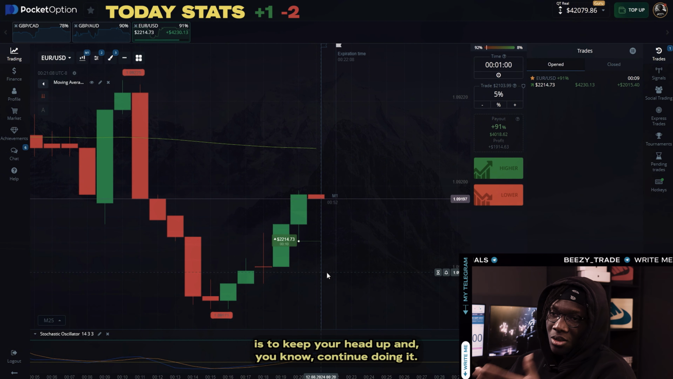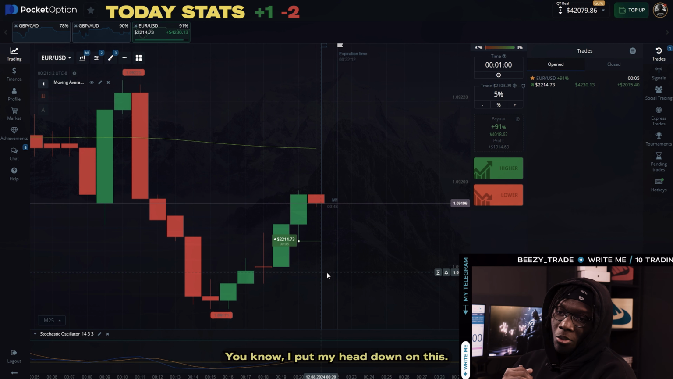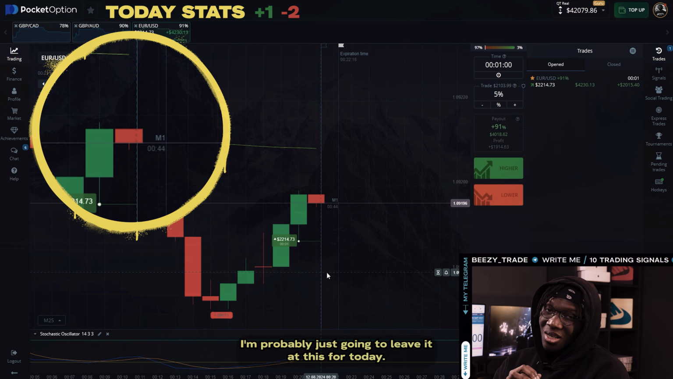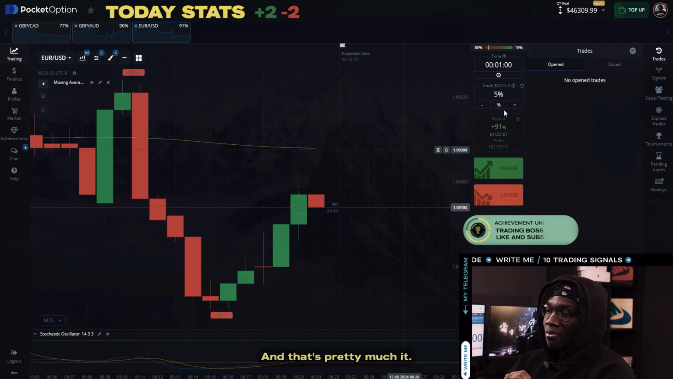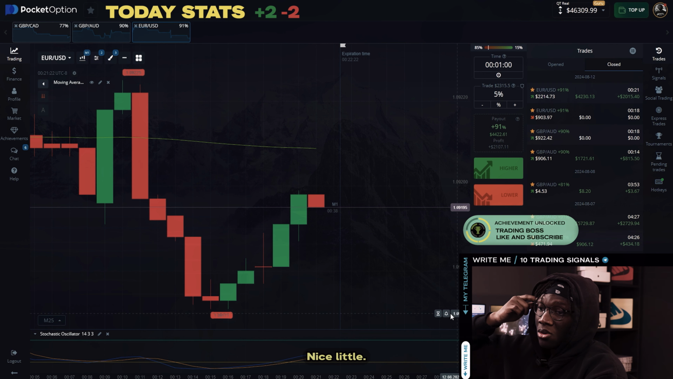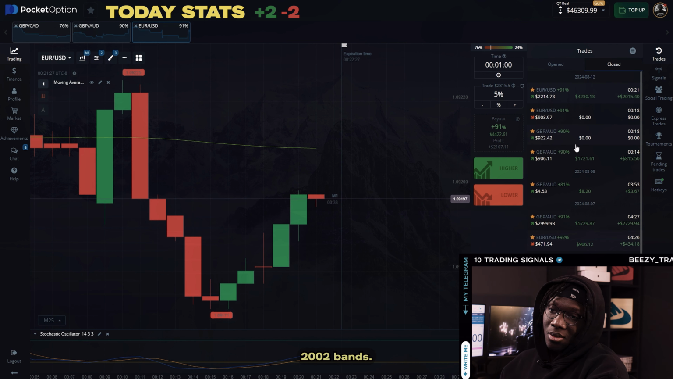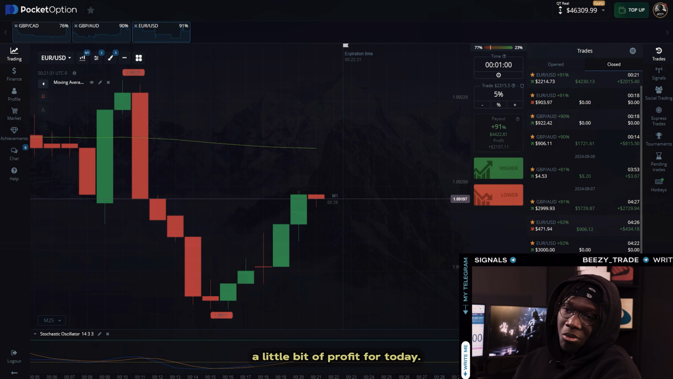The most important thing is to keep your head up and continue doing it. I put my head down on this. I'm taking my profits. I'm probably just gonna leave it at this for today, and that's pretty much it. Nice little 2,000, 2 bands. So pretty much a little bit of profit for today.